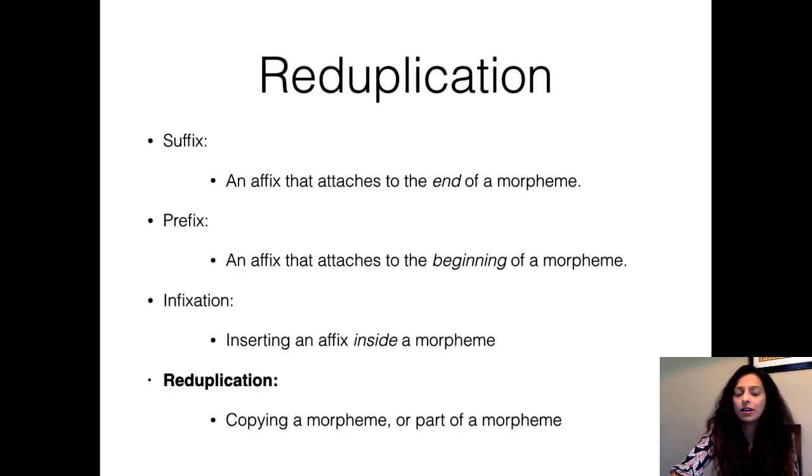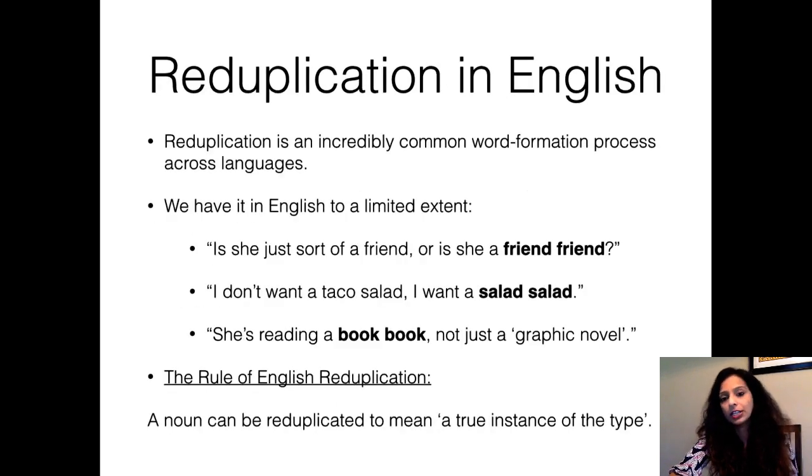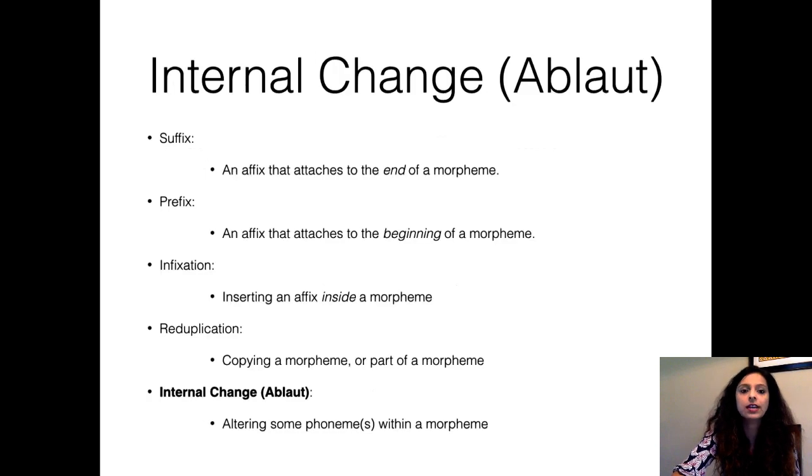Then I also have another morphological process called reduplication, where again, this is not very common in English, but in English we have limited versions of this, like she's reading a book, not just a graphic novel, where you're kind of treating the graphic novel as a book with a lot of pictures and not a book with a lot of text, right? And then I also have a note about internal change, which is also called Ablaut.